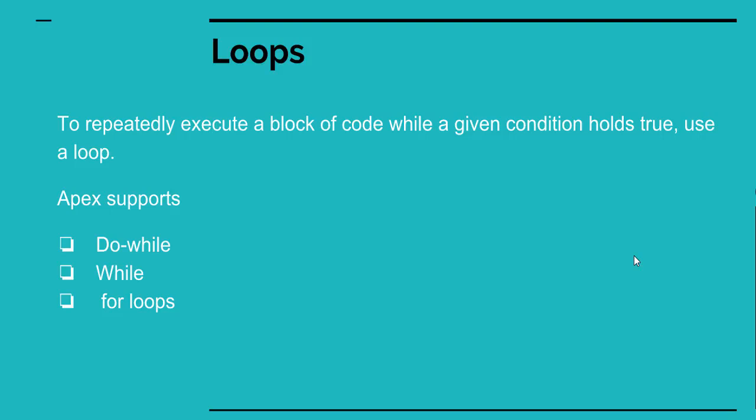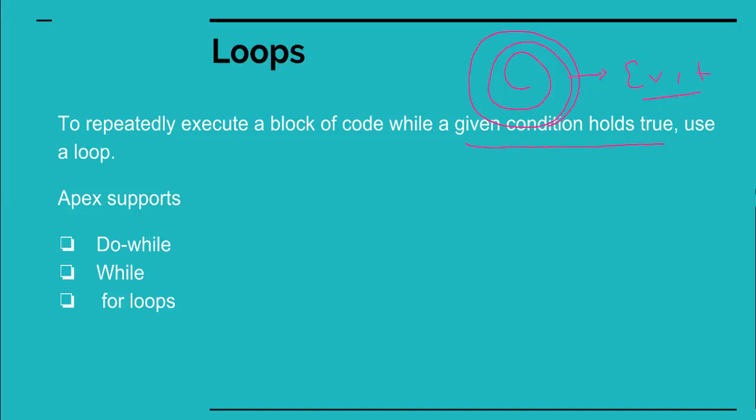Hello guys, in this tutorial we will talk about loops. Now what do you mean by a loop? To repeatedly execute a piece of code when a given condition holds true, we are going to use a loop. As the name indicates, a loop is something that you keep doing again and again until the condition remains true, and once the condition does not hold true anymore, you exit out of that loop.